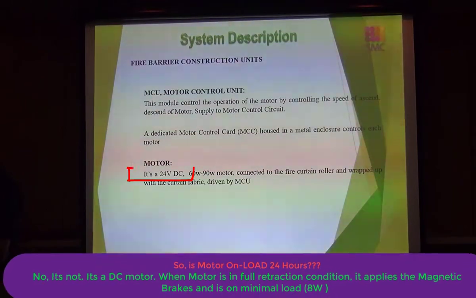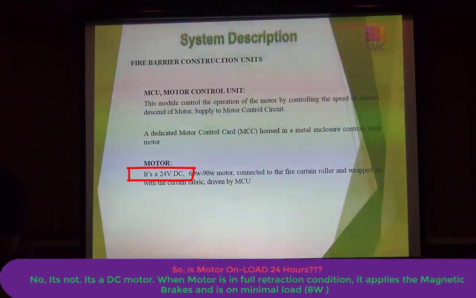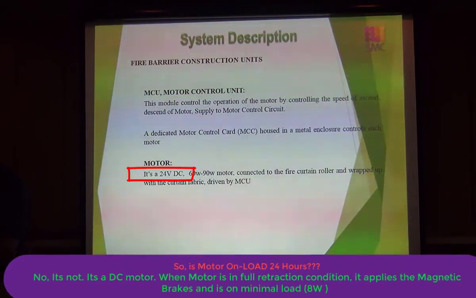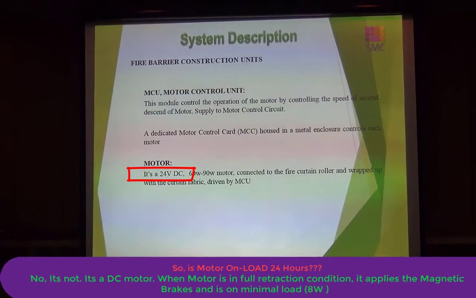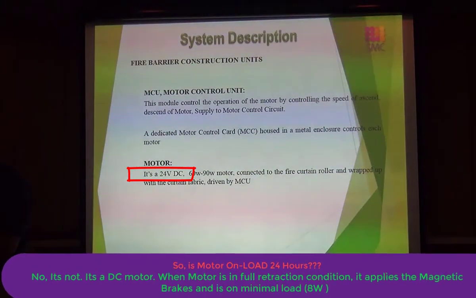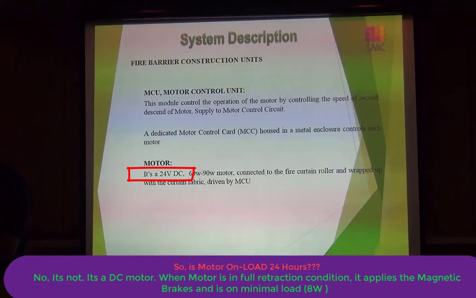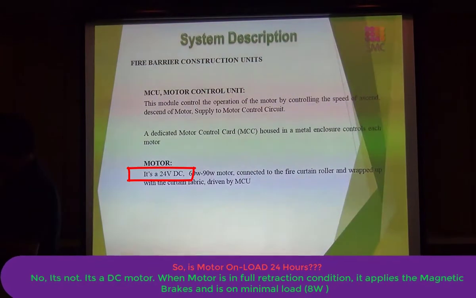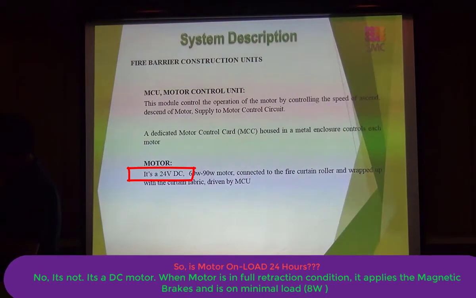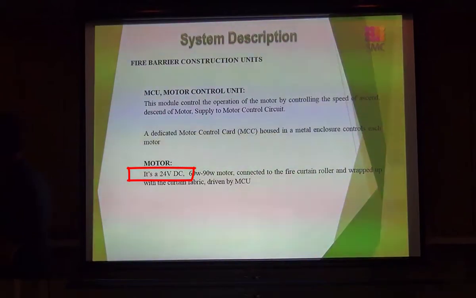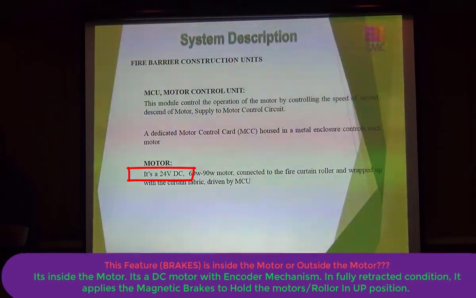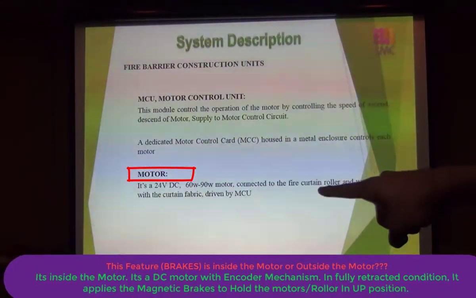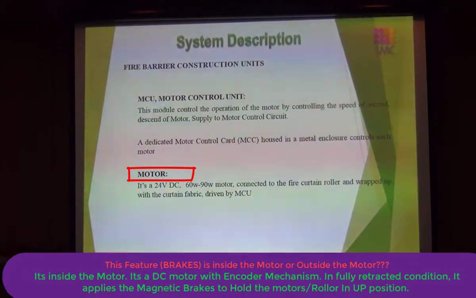No, it is a magnetic motor. When the motor is driven to its full position, then a magnet brake is applied. Then the MCU is only giving it 8 watt power, because this is 24 volt DC, so it is taking very minimum current. It is like in the stop position. It is not working all the time, 24 hours. Is it a feature inside the motor or outside the motor? No, inside the motor there is a mechanism, because this is a DC motor with an encoder.